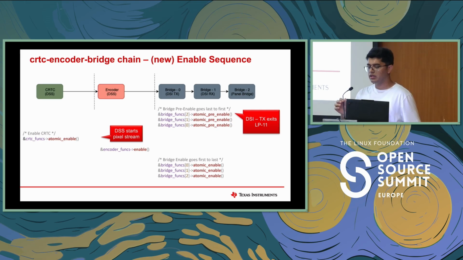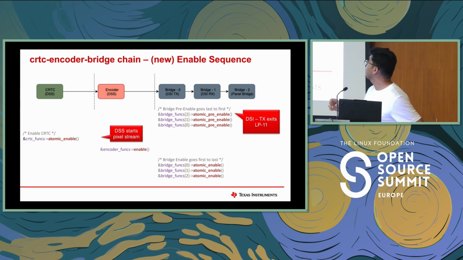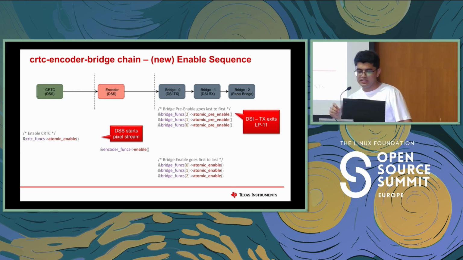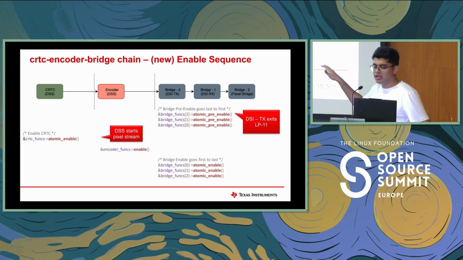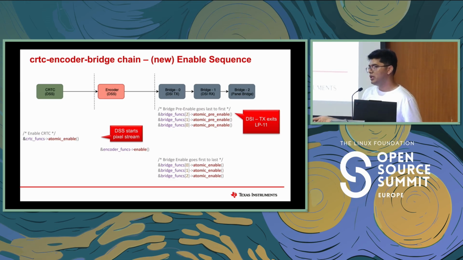So we had a couple of patch series that were sent out to support this, and this again was accepted into the 6.17 RC1 recently, and this is what the new sequence looks like. Now the bridges get pre-enabled initially before CRTC enable happens, and the pre-enable again happens from last to first. So in bridge 0 atomic pre-enable, the DSI is able to exit LP11 and is now made ready to be able to accept the video signals.